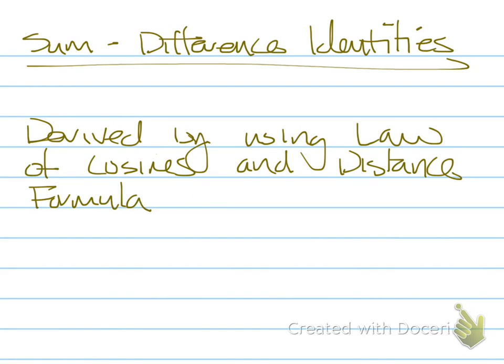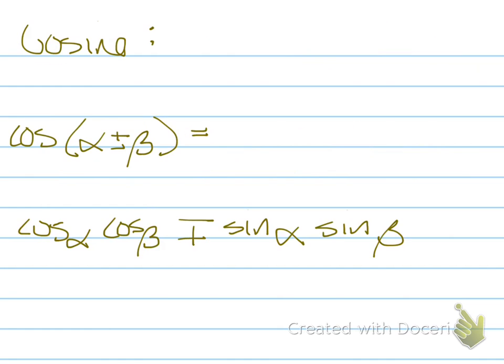In this lesson, we're going to be looking at the sum and difference identities. They are derived from the law of cosines and the distance formula.